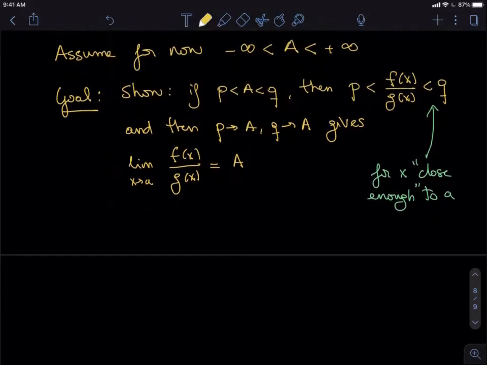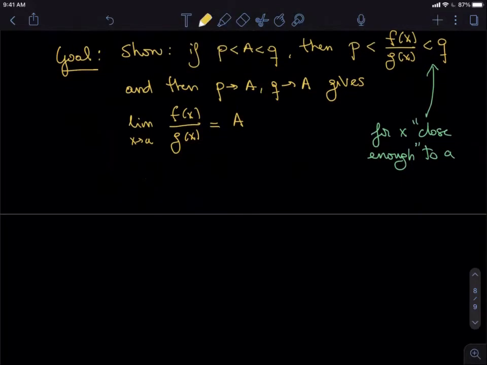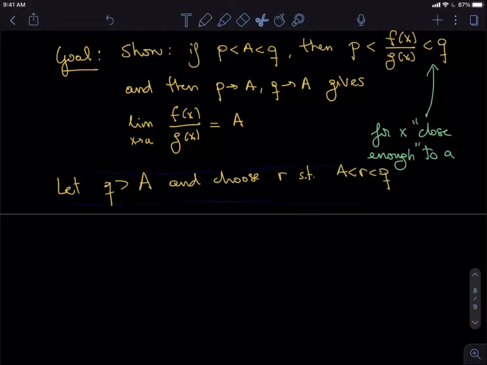Okay, so let's get to work. So here, let Q be bigger than A and choose some number r such that r is in between A and Q.